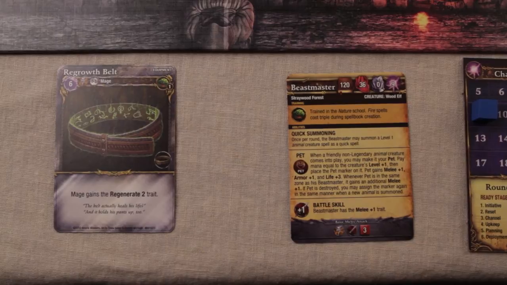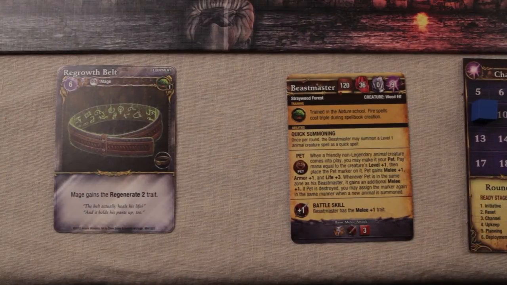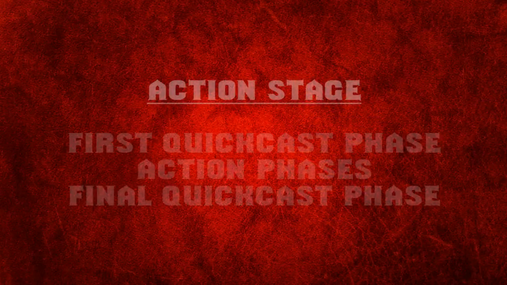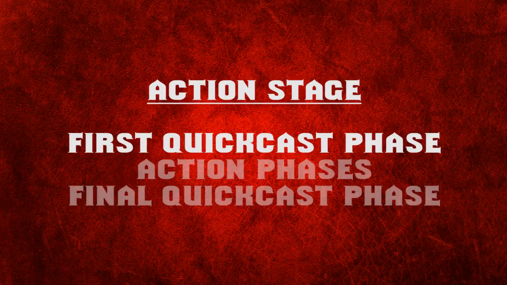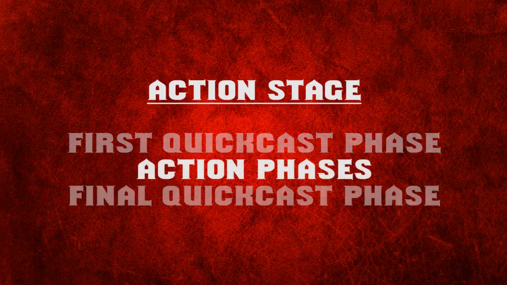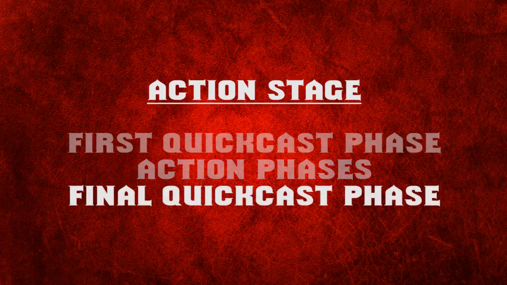So, in summary, each mage gets a special action called the quick cast action. It allows them to cast one quick spell. The quick cast action can only be used once per game round, and you note that by flipping over their quick cast marker after they've used it. You can use the quick cast action at 3 different times during the action stage. 1, during the first quick cast phase, and that's at the beginning of the round. 2, before or after any friendly creature's action phase. And finally, 3, during the final quick cast phase at the end of the round.